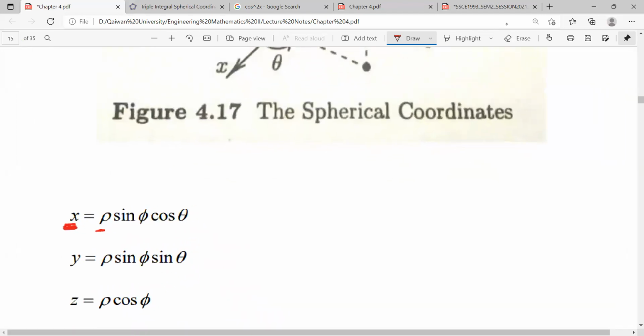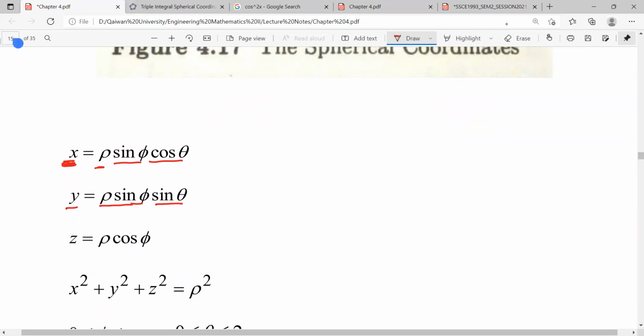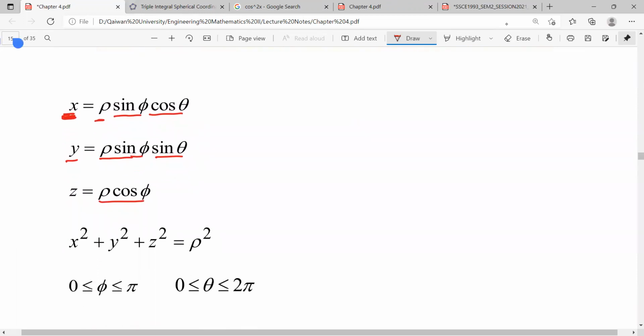Rho sine phi cosine theta. Y equals rho sine phi sine theta. And also z equals rho cosine phi. And we replace x squared plus y squared plus z squared by rho squared. We say rho squared equals x squared plus y squared plus z squared.